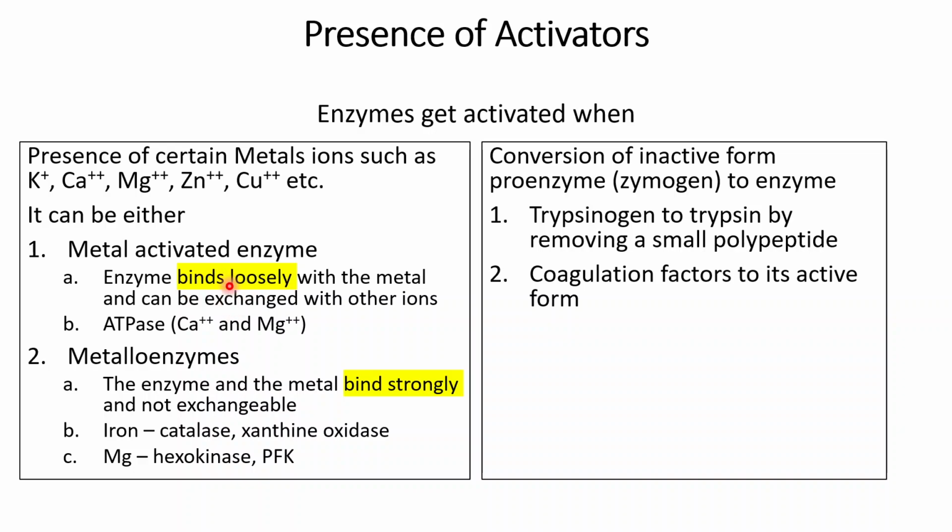Now, the other mechanism by which enzymes become activated is conversion of the precursor form or the inactive form of the enzyme, which is called zymogen or a proenzyme, to the active form of the enzyme. For example, trypsinogen is the inactive form, or the zymogen, and it is converted to trypsin by removing a small peptide. Trypsin is the active form of the enzyme. Similarly, coagulation factors change from inactive coagulation factors to active forms. So that is how enzymes get activated, by the presence of activators.